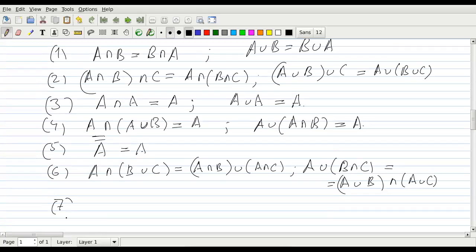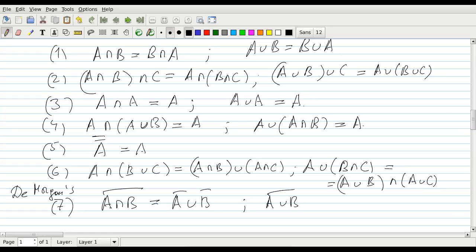7. De Morgan's laws. The complement of the intersection equals the union of complements. Of course, that's it. And the complement of the union equals the intersection of complements.